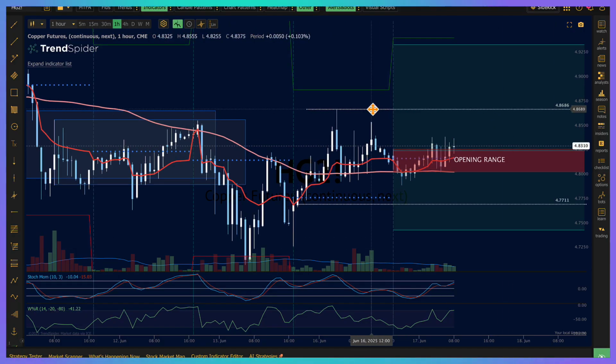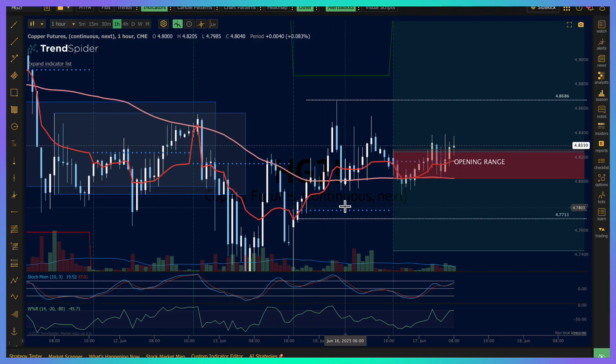Expected move on the upside, 1.8686. Expected move on the downside, 4.77. Did I say 4.866 or 1.866? Oh. All right. There we go. Again, absolute garbage, this chart.